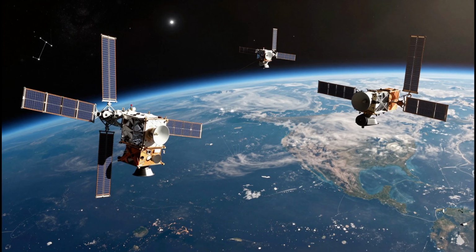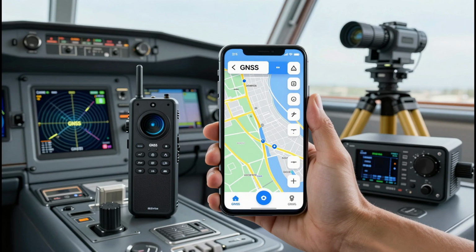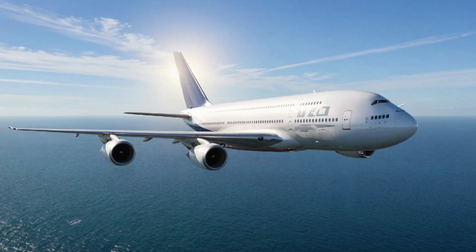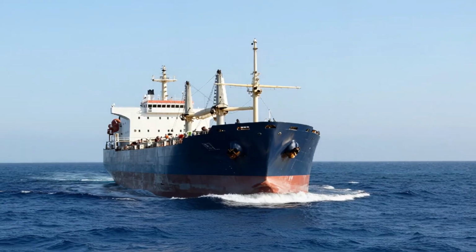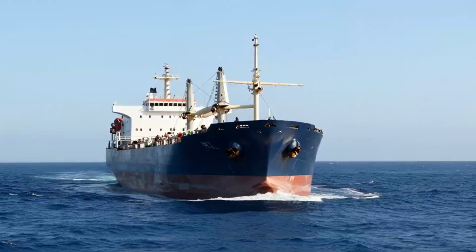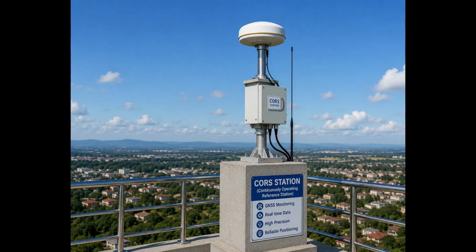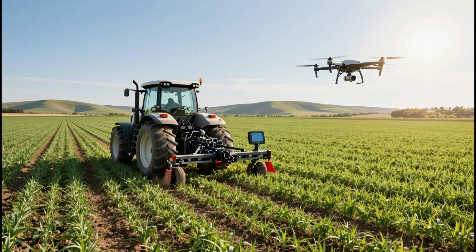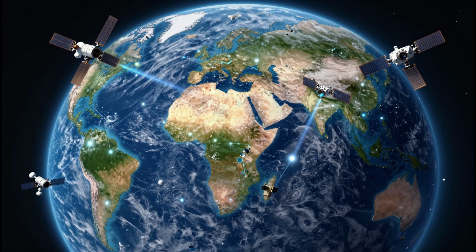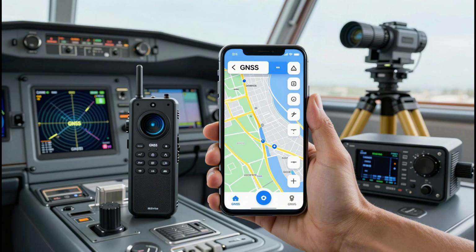Chapter 7. The user segment. The user segment consists of GNSS receivers. Examples include smartphones, vehicle navigation systems, aircraft navigation equipment, marine navigation systems, survey-grade GNSS receivers, and agricultural guidance systems. These receivers collect signals from satellites and calculate position. The receiver is the component most people interact with daily.